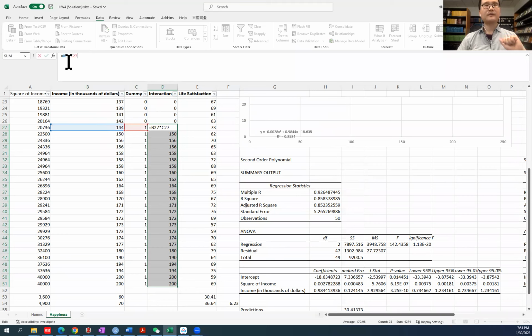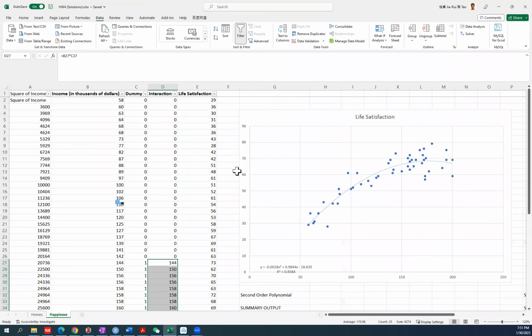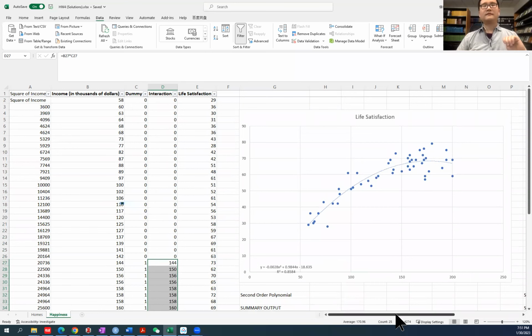Very quick question on this. So why do I need to create an interaction when life satisfaction already depends on the income? Mm-hmm.